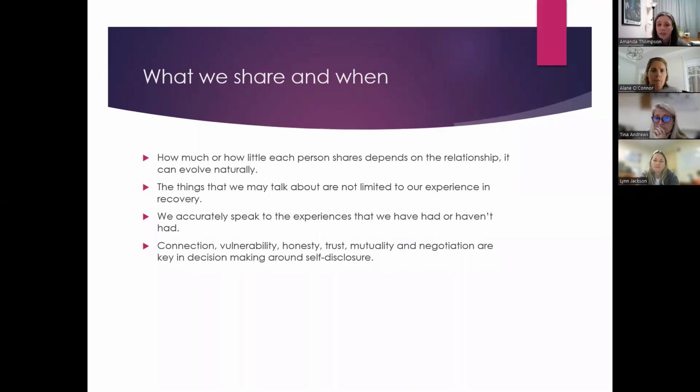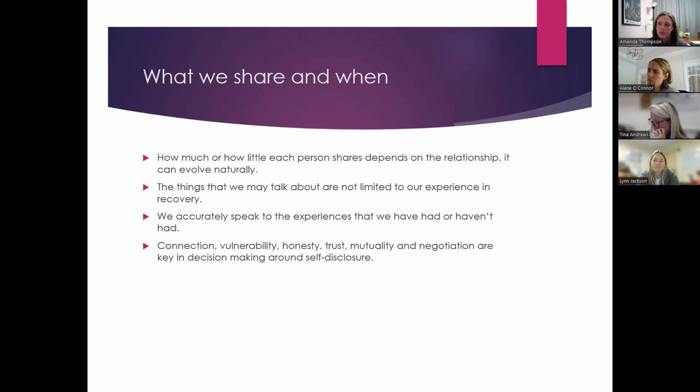The things that we may talk about are not necessarily limited to our experience in recovery. We really look at the whole person. And so we might talk about family dynamics, our experience through our pregnancy, raising children, the way that we have moved through trauma, what our healing journey has looked like, healthcare issues that we've experienced. So it's not necessarily just about substance use recovery. And one of the pieces of that is that we are accurately speaking to the experiences that we have had or the ones that we have not had.